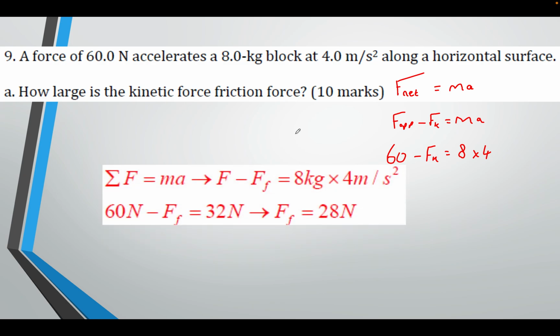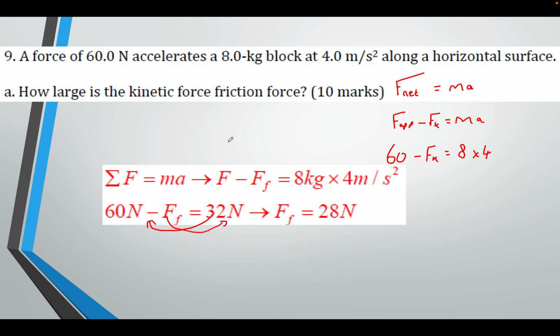If you solved it, of course, F minus friction equals 8 times 4, like we said. 60 minus friction equals 32. Rearranging now, I have to move the Fk to the other side. I'll take the 32 to the other side. 60 minus 32 will give you 28. Or Shift Calc will give you the same answer. So that's a way to find the friction force.